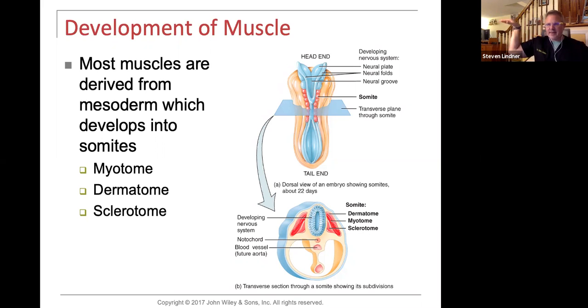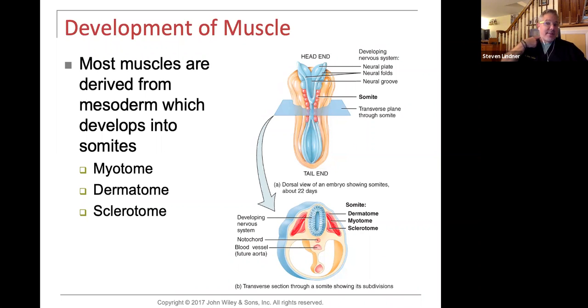C7 looks like this, like I'm making the number 7. C7 myotome is elbow extension, wrist flexion, and finger extension. See, there's the number 7. So it's finger extension, wrist flexion, and elbow extension. That C7 controls all of those muscle actions. C8 controls finger flexion. And then T1 controls abduction and adduction of the fingers. Those are called myotomes. Myo is muscle.